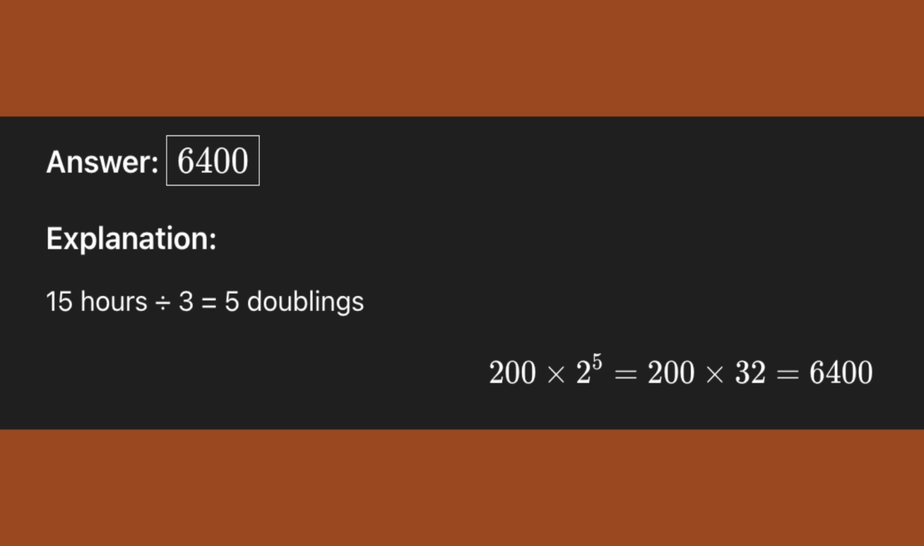15 hours divided by 3 is equal to 5 doublings. 200 times 2 to the power of 5 is equal to 200 times 32, and that is equal to 6,400.